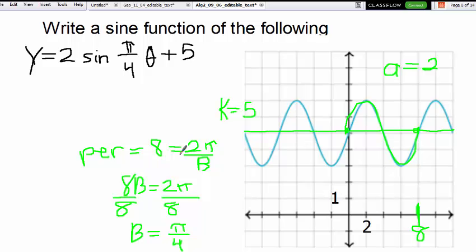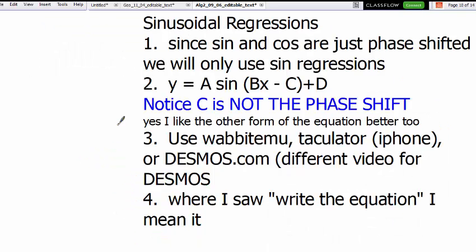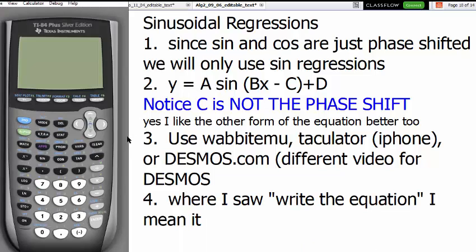You are going to have a couple of those. We've done regressions for linear functions and quadratic functions. We have used a calculator. So we have used Wabbit-Emu as one of our calculators. There's several other options. Wabbit-Emu took me a couple times to get it coming up on my phone correctly.